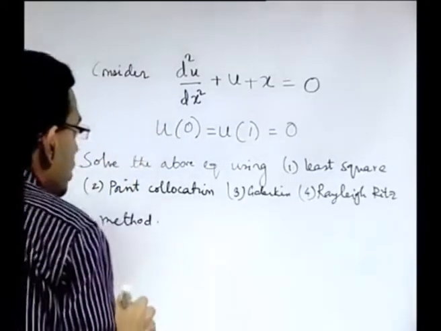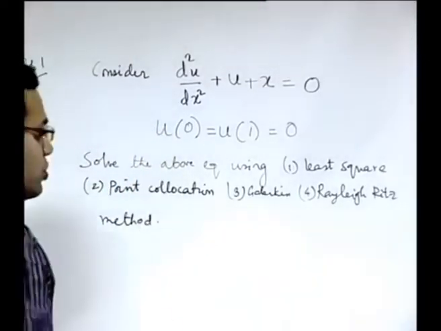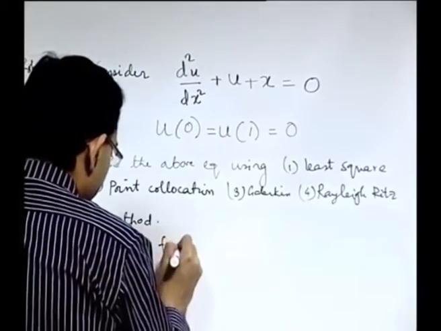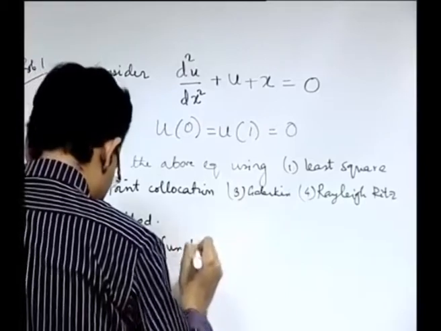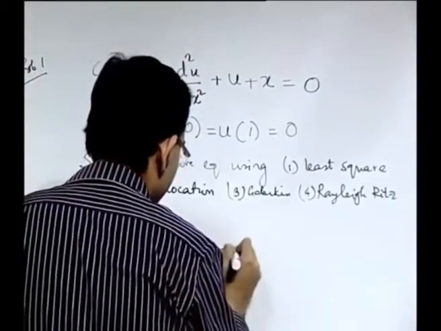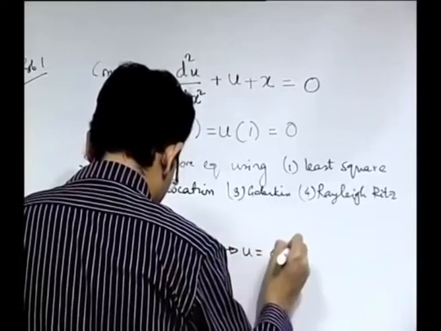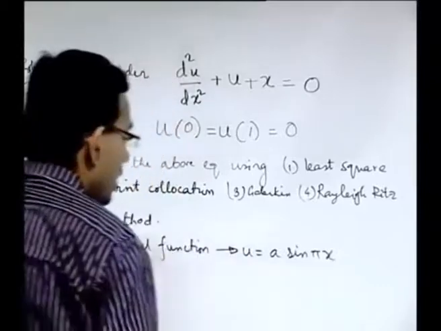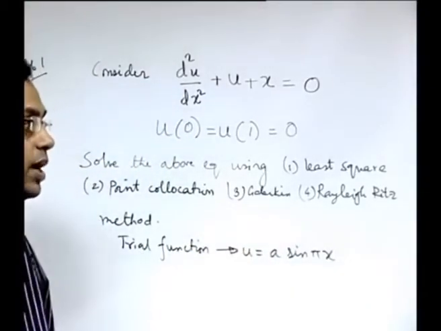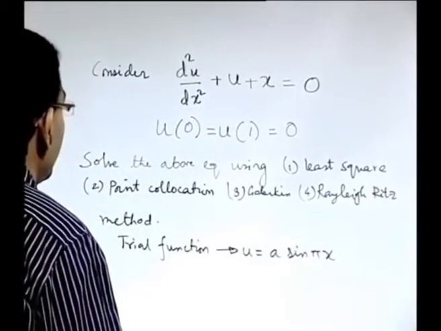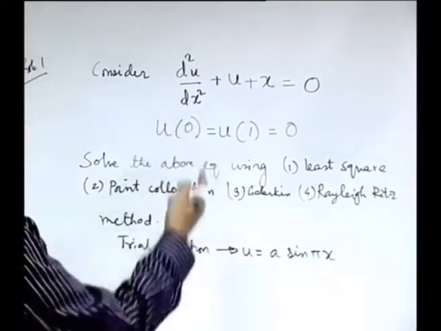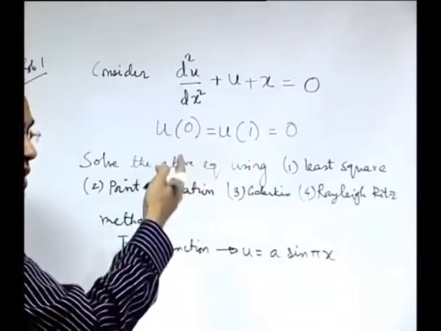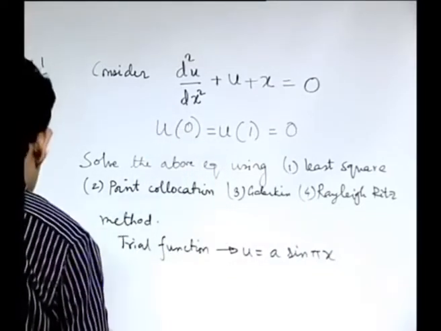For the methods where you need to choose a trial function, you can choose a trial function u equal to a sin pi x, where a is the undetermined parameter. So, we have worked out similar examples in the class, so you can use that concept to solve this problem.